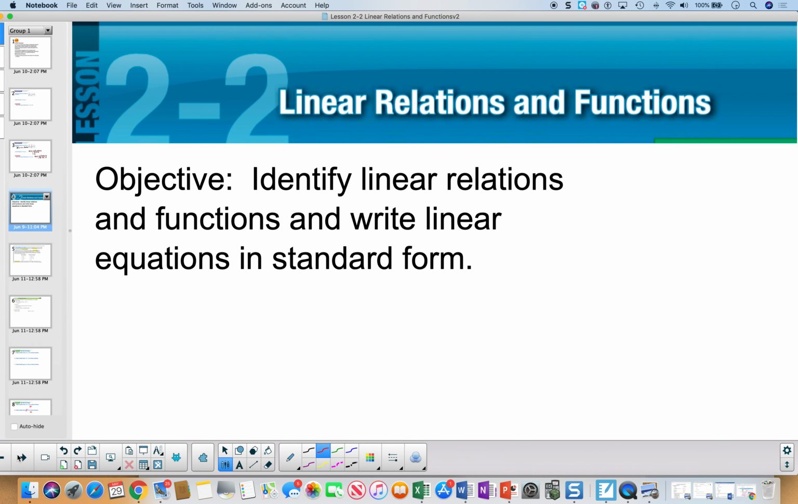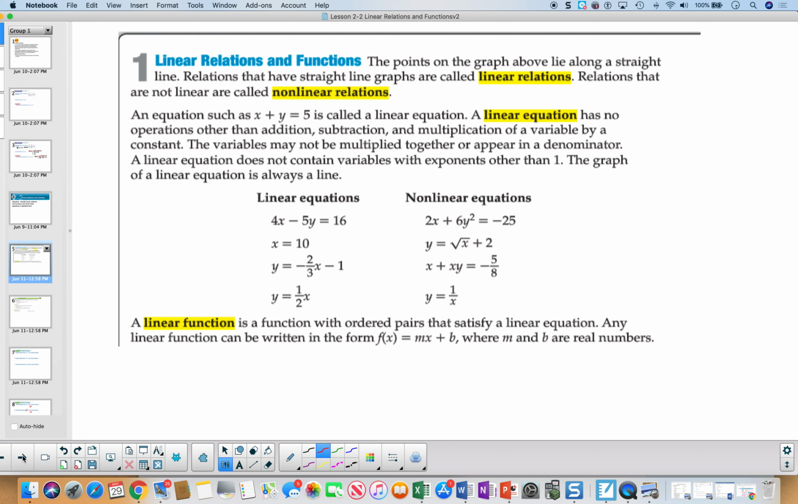Lesson 2-2, linear relations and functions. Objective: identify linear relations and functions and write linear equations in standard form. Let's take a look at a linear relation versus a nonlinear relation.